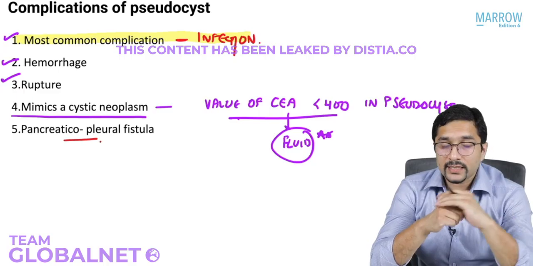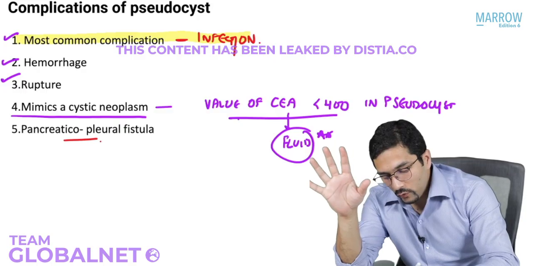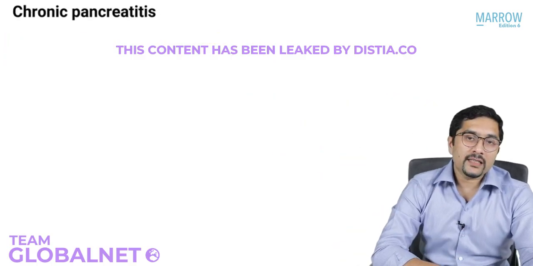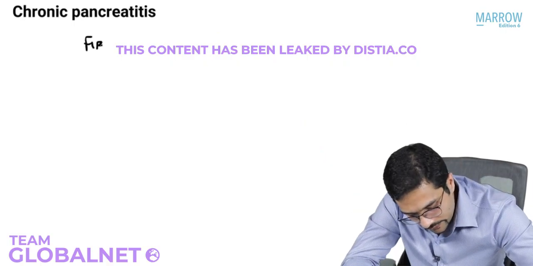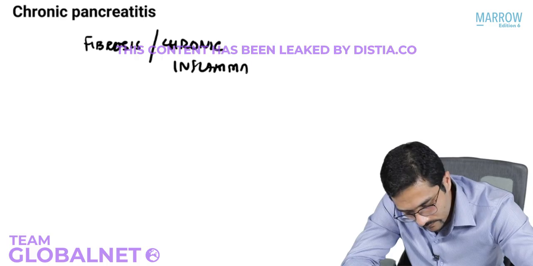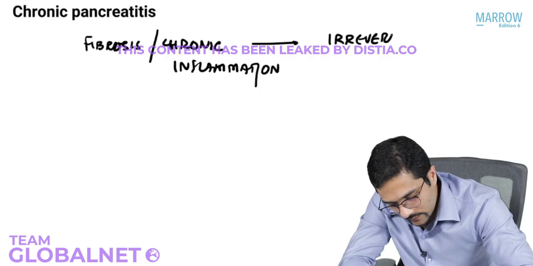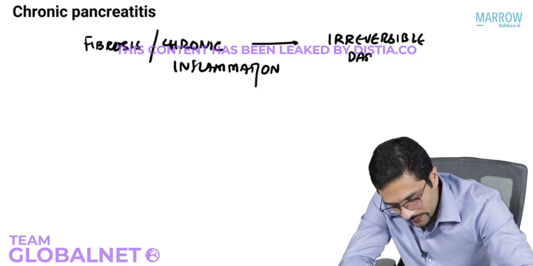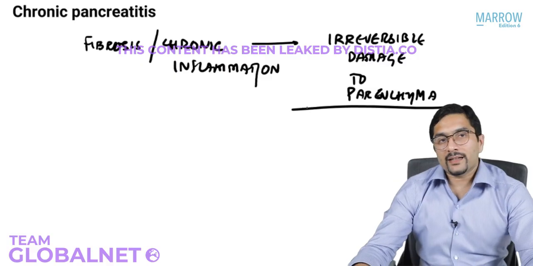So this was the management of acute pancreatitis, where we've discussed right from the causes till the complications. This is a very, very important topic from the point of view of your exam. Now we move on to chronic pancreatitis. Chronic pancreatitis is when, because of repeated attacks, there is fibrosis, right? There is fibrosis and chronic inflammation. And this gives rise to irreversible damage to pancreatic parenchyma.